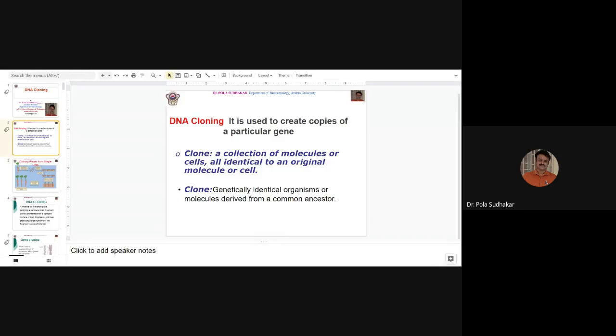Genetic engineering. Okay, so today I want to discuss DNA cloning. DNA cloning is used to create copies of a particular gene of interest. Literally, a clone means a collection of molecules or cells all identical to an original molecule or cell. So genetically identical organisms or molecules derived from a common ancestor are called a clone.